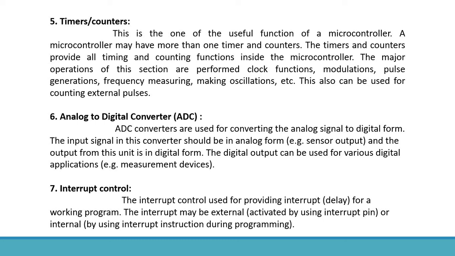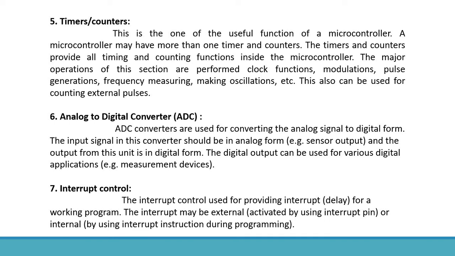Next, timers or counters. Either timers can be placed out or it could be a counter instead of a timer block. This is one of the useful functions of the microcontroller. They have more than one timer or a counter at a time in a system. The timers and the counters provide all timing and counting functions inside the microcontroller. The major operation of this section is to perform clock functions, modulations, pulse generations, frequency measuring, making oscillations, etc. This also can be used for counting external pulses.